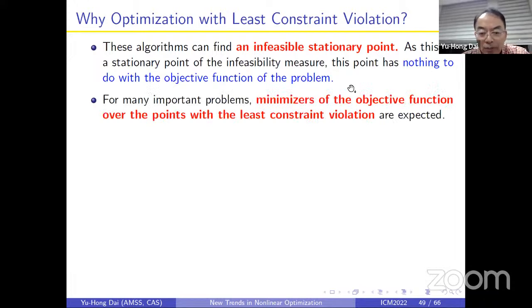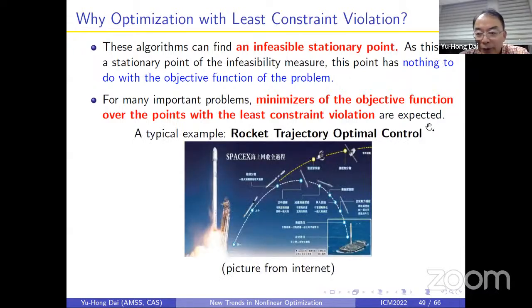But for many important problems, a minimizer of the objective function over the points with least constraint violation is expected. So actually, for this rocket trajectory or optimal control problem, we not only wish the constraints to be violated in the least square sense, but we also wish the objective function to be minimized. So we have to work on optimization with least constraint violation.